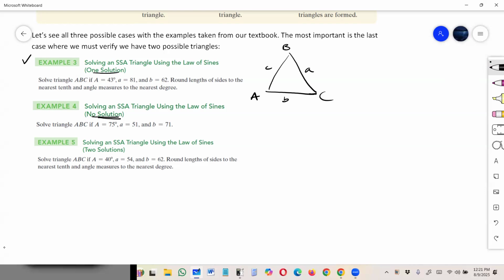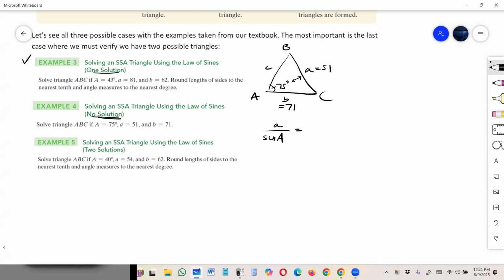They're giving me the angle A is 75 degrees. The side A is 51 and side B is 71. All right, so again, I only have one angle, so I'm going to have to find the others before I proceed. Okay, now I only have one ratio, which is A, so I'm going to have to use it. So I have to use A over sine A.